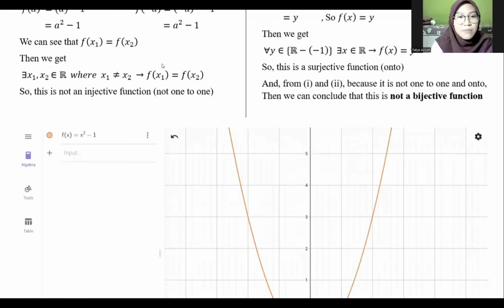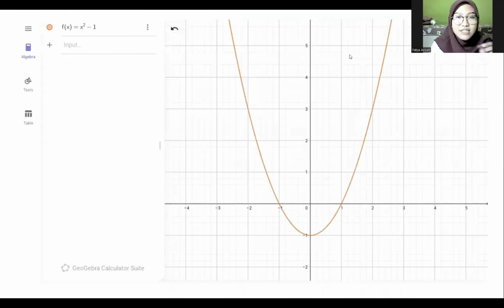Okay, and then this is the graph of the function. This is the graph of a function like this. So it has two different x values for one value of y. So this is a surjective function, but it is not an injective function. So this is not a bijective function.